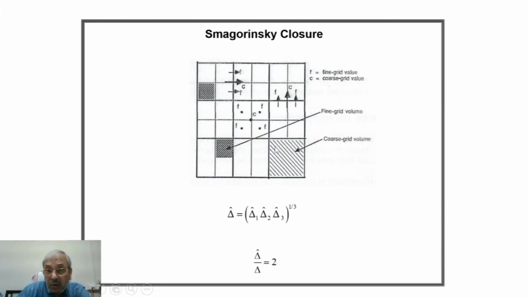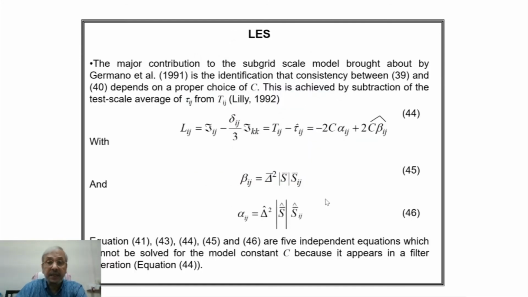So this is a coarse grid volume, this is the fine grid volume, and we are representing them in a two-dimensional plane. Extension in 3 dimensions is straightforward, you can well imagine, and it will be done in such a way that the grid filter, which is delta grid filter, is basically smaller than the test filter, and the ratio of test filter and grid filter is 2. This is double in all the directions, x, y and z.